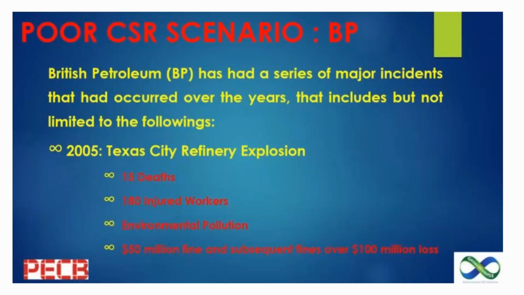In 2005, Texas City refinery, there was an explosion at that refinery. The outcome of that, there were 15 deaths, 180 workers were injured. Obviously, because of the fumes and liquids that were released into the environment, there was environmental pollution. The immediate loss in terms of dollar value was a $50 million fine at the time, and subsequent fines relating to this incident resulted in over $100 million in direct losses.